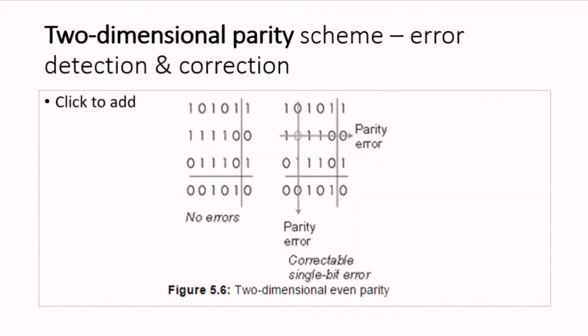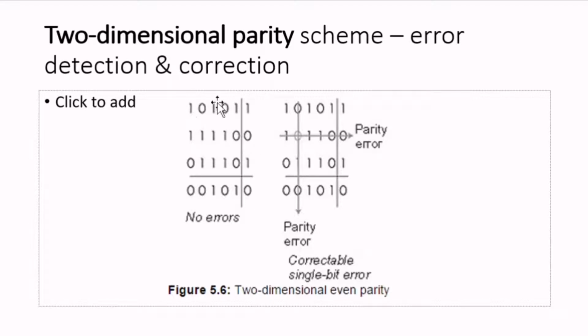So let's look into this two-dimensional parity check scheme. With this scheme, we can not only detect the error, but we can also do the correction. For example, if you look at this, this is the parity bit and this is also a parity bit.